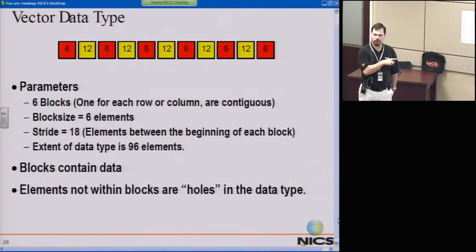So if you use such derived data types, what you're saying is that for this section of the file, the extent of this file type is 96 elements. It can be 96 doubles. I can only access data that's in those red spots, so those 6 elements, whether they be doubles or integers.